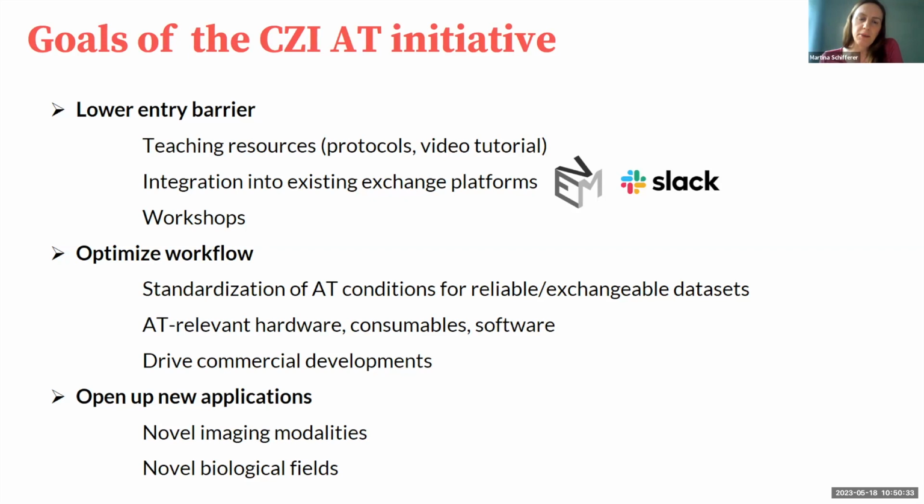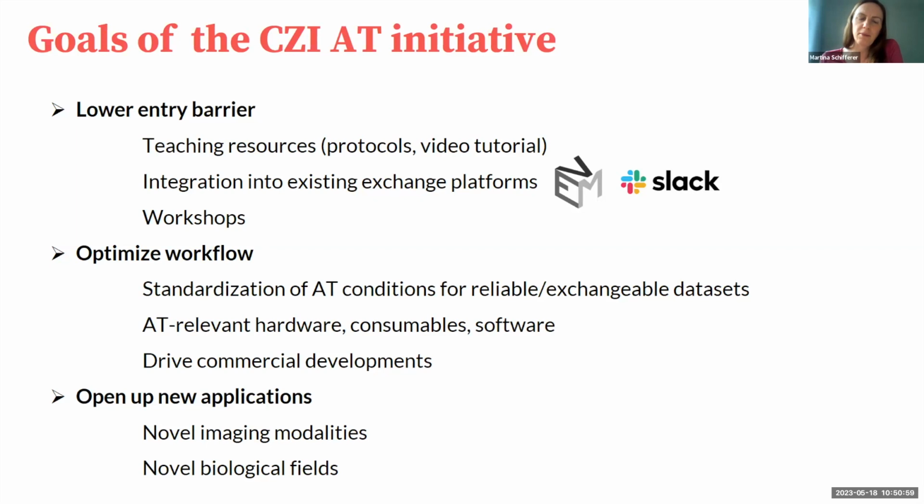The second aim is to optimize the workflows, as I already said, to standardize the approaches and to create reliable data sets that we can also exchange between sites. And then also to drive commercial developments, or in general to push all kinds of consumables and software that are needed for this technique, which is very important.